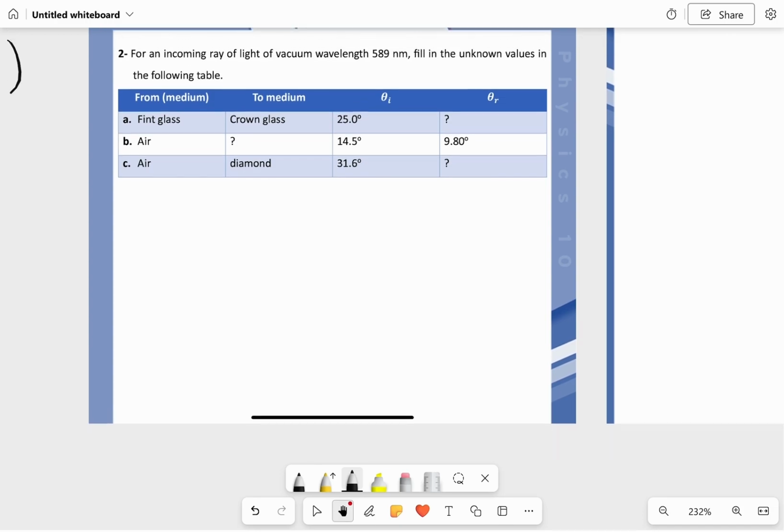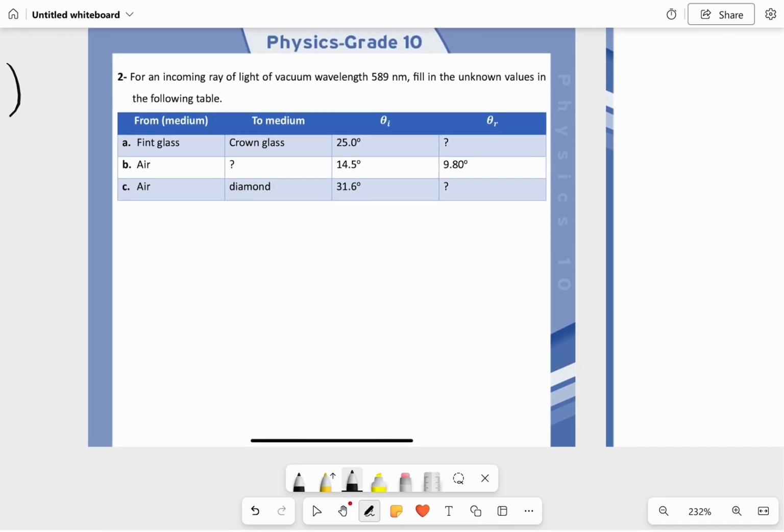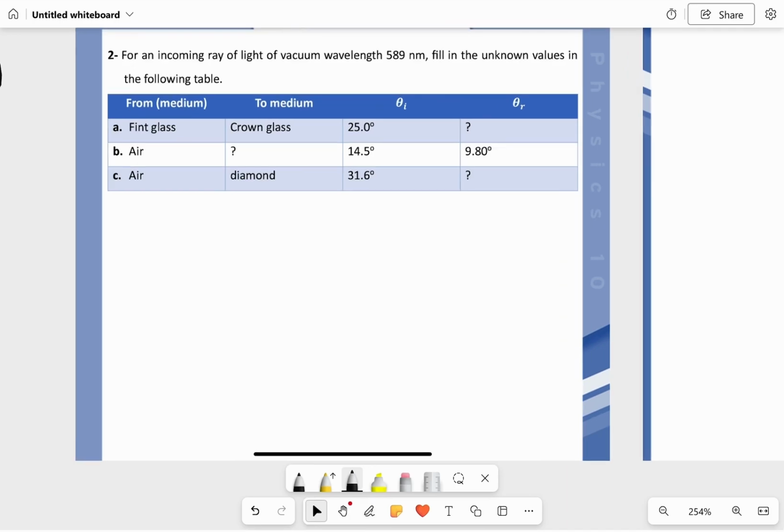We have question 2. It's a table for an incoming ray of light of vacuum wavelength 589 nanometers. Fill in the known values in the following table. So we have thin glass first of all, and then we have crown glass. The first medium becomes Ni, and this one becomes Nr. So it's going from this one to this one, like this.